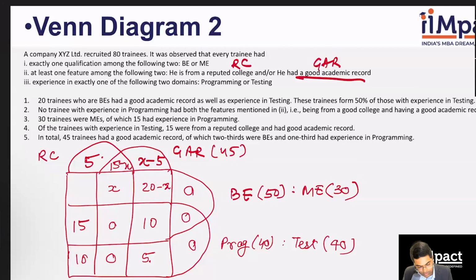And the last cell remaining for us is this intersection. These trainees had 50% of experience in testing. So this whole area outside programming has to be 40, so this will also come out to be 5. And I can also derive the RC total from this now, because 15 minus X and X get cancelled. So I get 15 from there, 30, 40, and 50. And that's it. This Venn is complete. Anybody, any doubts in this?